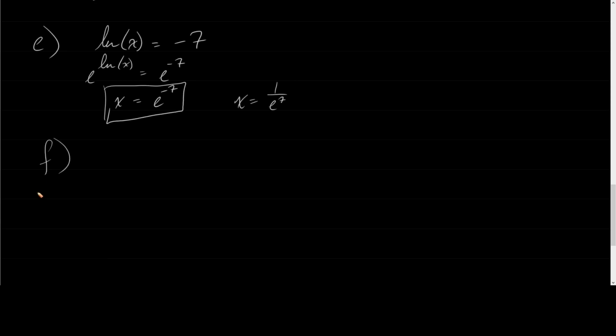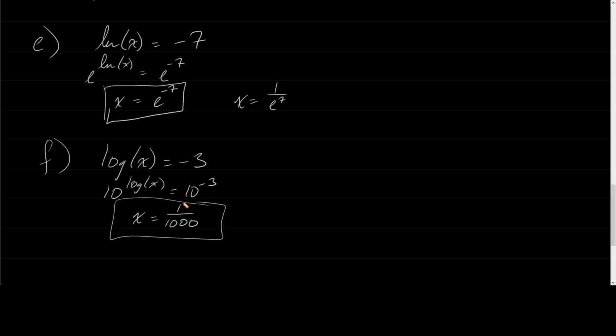Next one. So if I had something like log of x is equal to -3, all right? In here, recall that when I just write log, there's an invisible base 10 there, all right? So to get rid of this, well, we need to exponentiate with the base. So 10 to the log of x is equal to 10 to the -3. There we go. At that point, the 10 and the log cancel each other out, and I just have x is equal to 10 to the -3, which is 1 over 1,000, right? 10 to the 3rd is 1,000. So that would be our final answer.